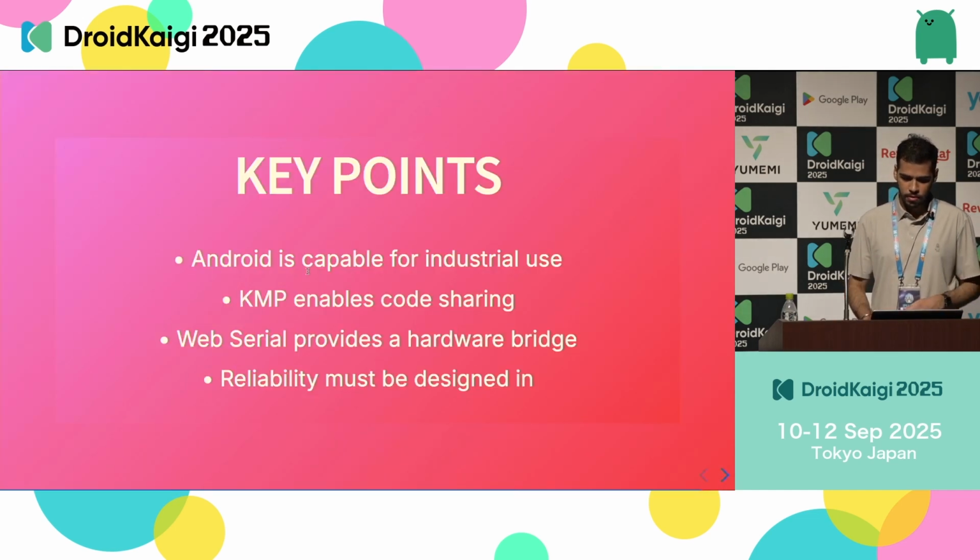If I were to summarize the points, I think Android is very much capable for industrial use, although most people have little to no clue about how Android can be used for industrial activities, and also for your own personal projects. I believe Kotlin Multiplatform is very efficient, given how you can use logic across multiple platforms. And third, you have multiple connection approaches. That means you can use USB or Wi-Fi or Web Serial API. And reliability, like I keep mentioning, it's very important to think about it from day one.